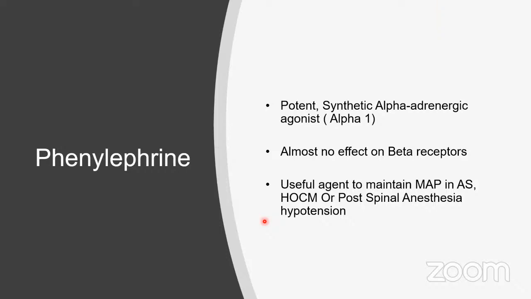So only phenylephrine can be used to increase the mean arterial pressure, maintain diastolic blood pressure and maintain the coronary blood flow. In situations like HOCM, hypertrophic obstructive cardiomyopathy, wherein you don't require chronotropy and inotropy, and you have to maintain mean arterial pressure, phenylephrine is the agent of choice.